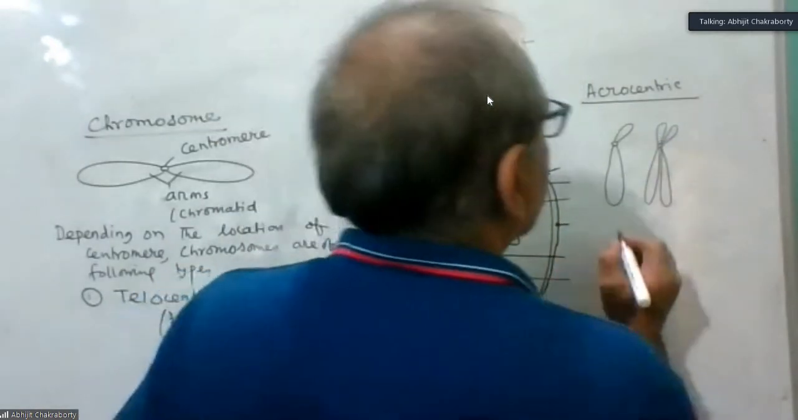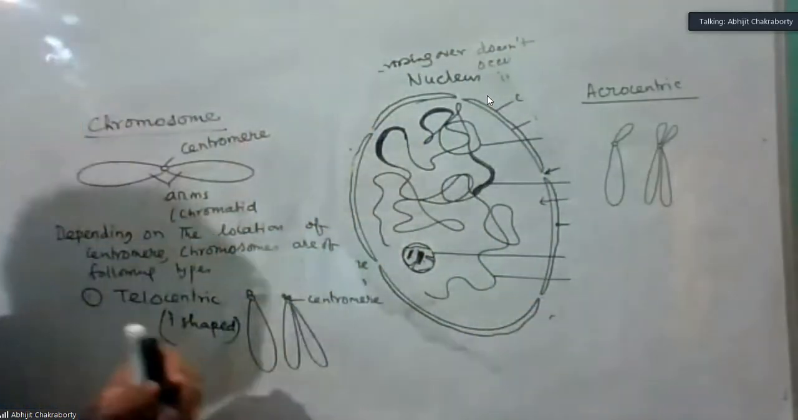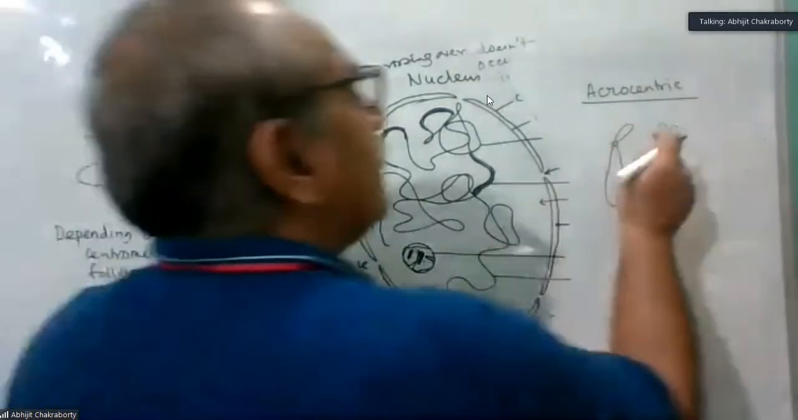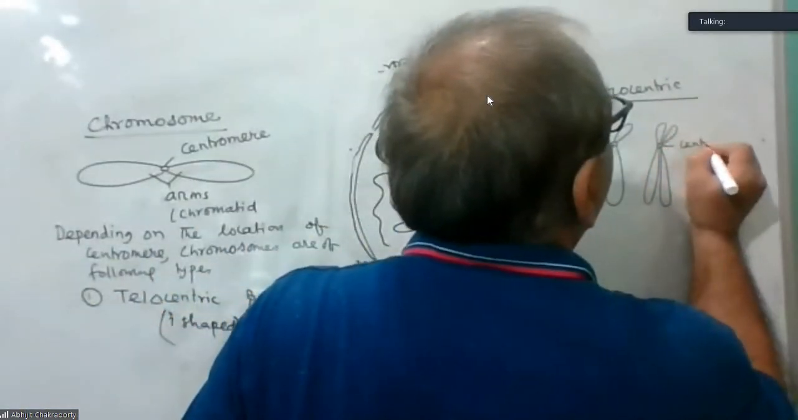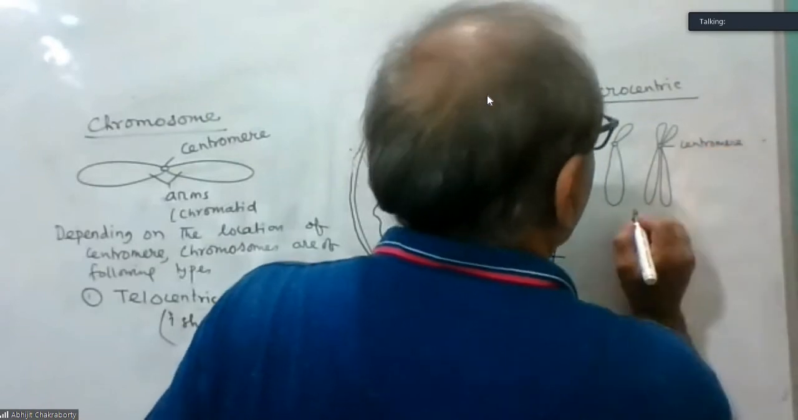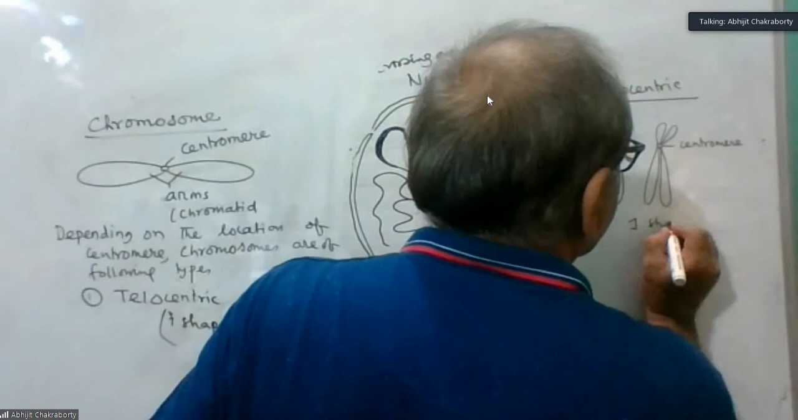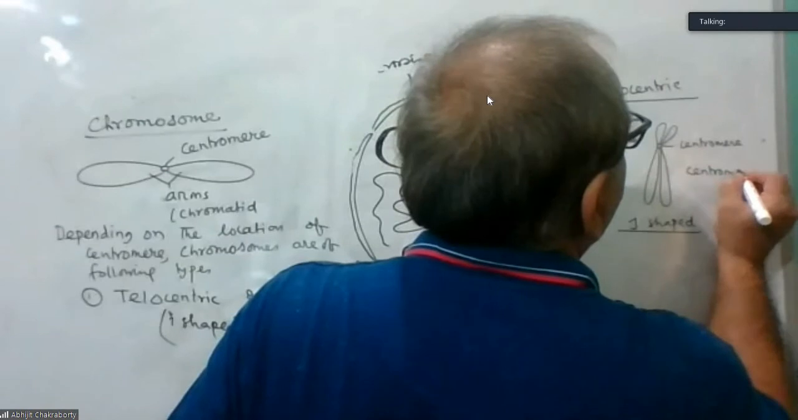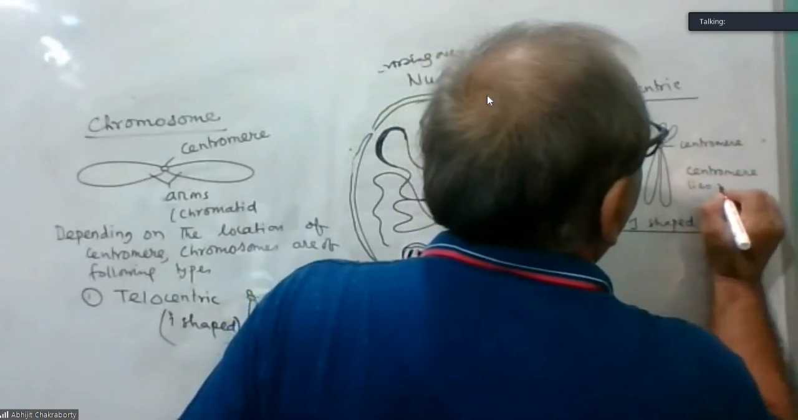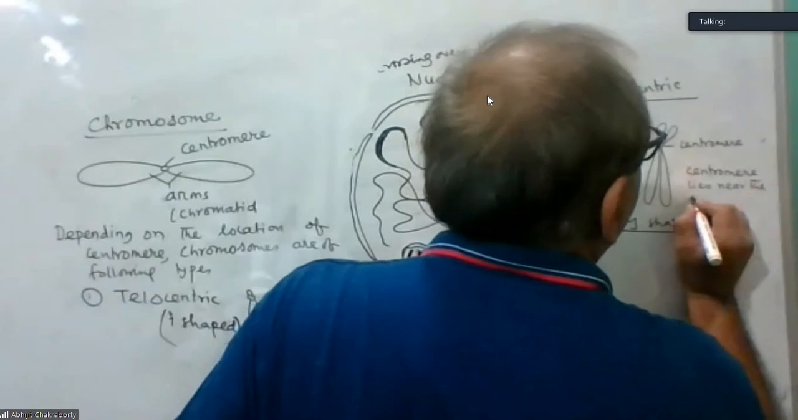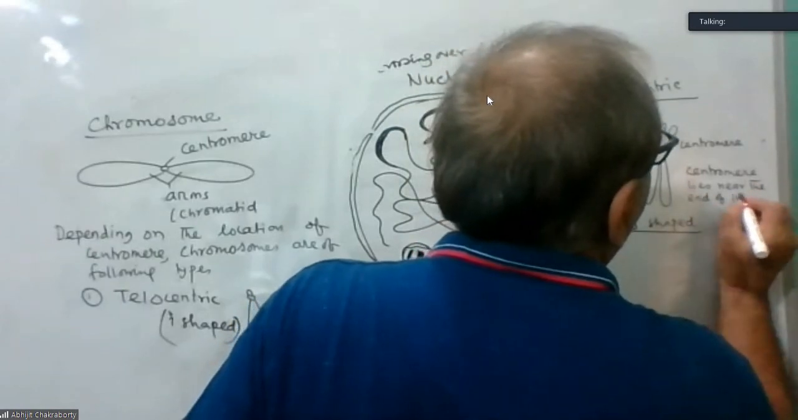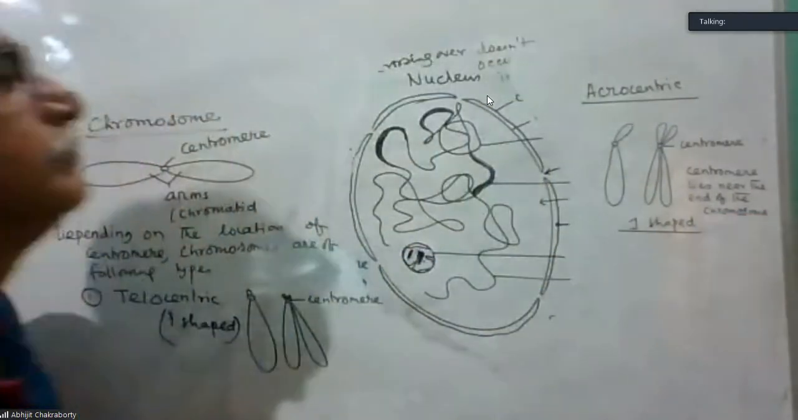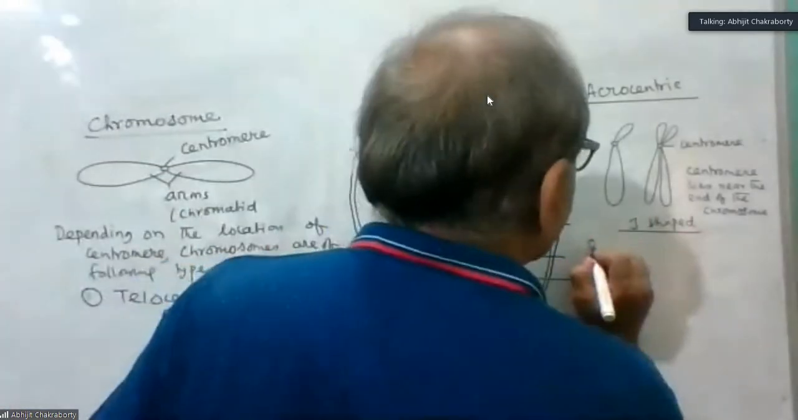So here the centromere lies near the end. Here the centromere lies almost at the end of the chromosome. So it is J-shaped. Then submetacentric.